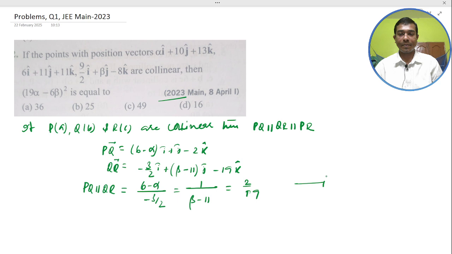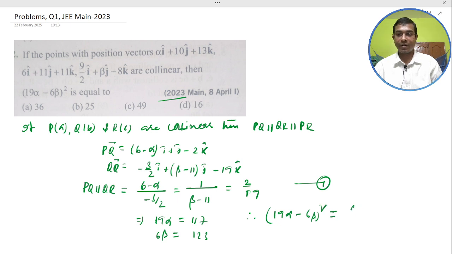So from this equation number 1, we get that 19 alpha equals 117 and 6 beta equals 123. Therefore, 19 alpha minus 6 beta whole square will become what? 117 minus 123 whole square. This will become 36. 36 would be the correct answer.